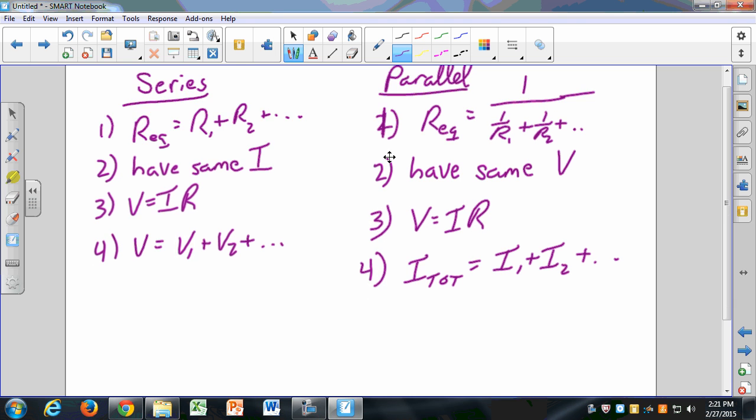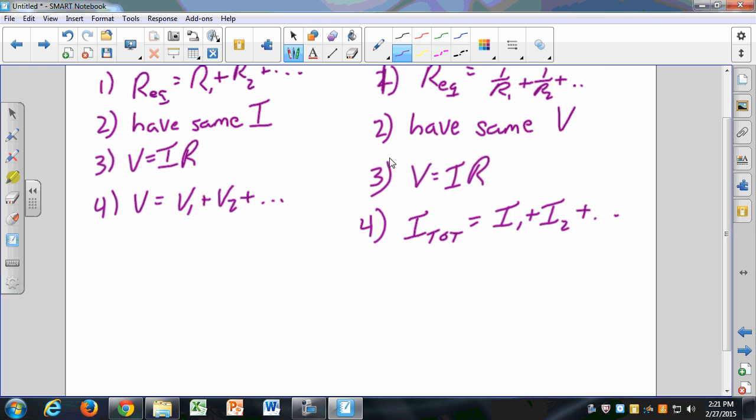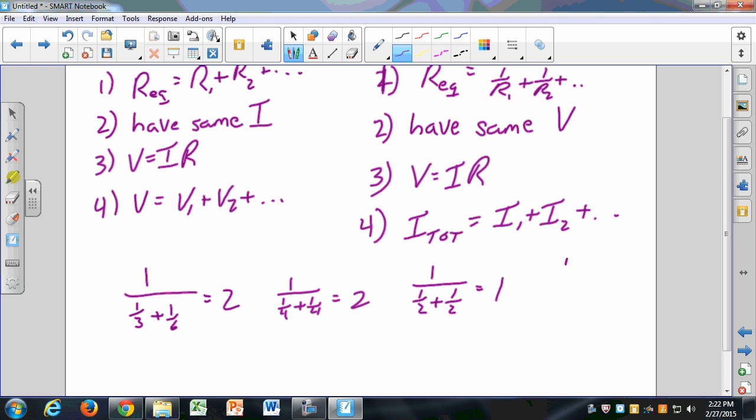And then let me remind y'all again of those math relationships, because it'll really help you when you're looking at these circuits that you just got those numbers really quickly. I gave this to you in class today. Let me just remind you. If I have a 3 and a 6, 1 over 3 plus 1 over 6, that's equal to 2. If I have a 4 and a 4, that's equal to 2. If I have a 2 and a 2, that's equal to 1. If I have 3 3s, that's also 1.